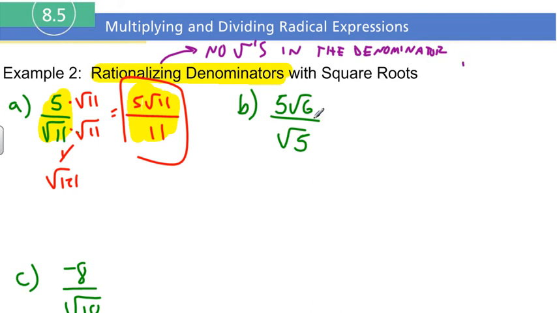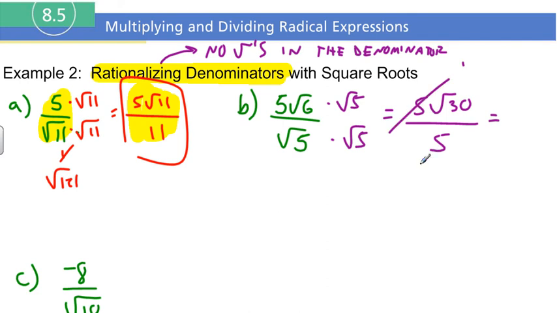Again, I want to get rid of the radical in the denominator, so I'm going to multiply top and bottom by radical 5. So 5 radical 6 times radical 5 is 5 radical 30, since I multiplied the radicals together. That's all over 5, because radical 5 times radical 5 is radical 25, which is simply 5. The 5 on top and the 5 on the bottom cancel and give us 1. So it's 1 radical 30, but we don't need to put the 1 because it's a ghost.